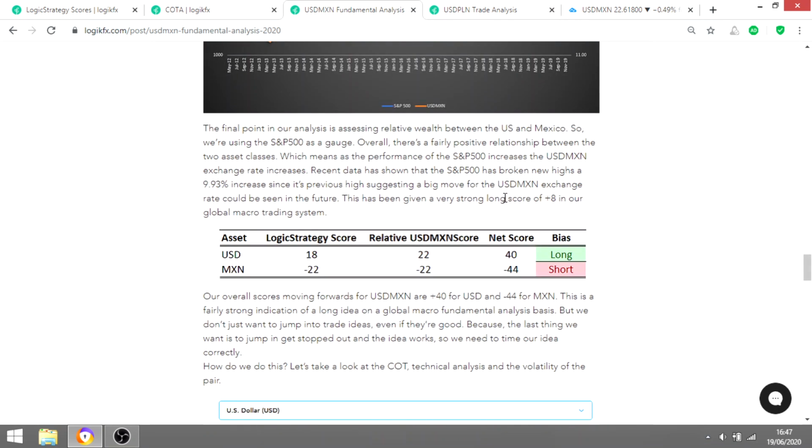And we came to the conclusion that, based on our logic strategy scores, which I'll come on to in a second, and the USDMXN relative score, which we just did in the analysis above, we had a strong long bias of positive 40 for the US dollar and minus 44 for the Mexican peso. And afterwards, we then looked into the COT analysis.